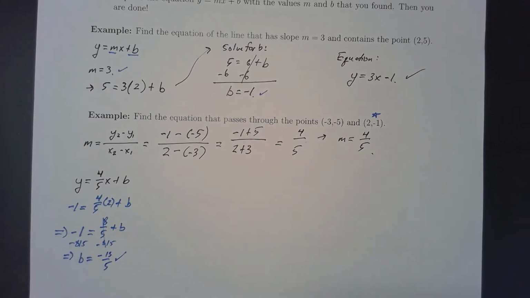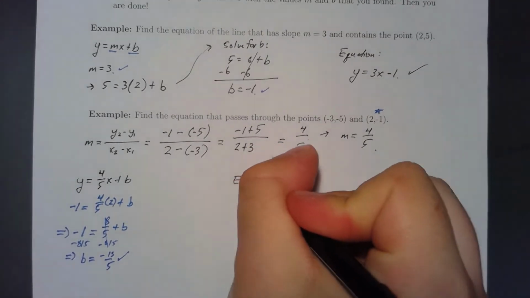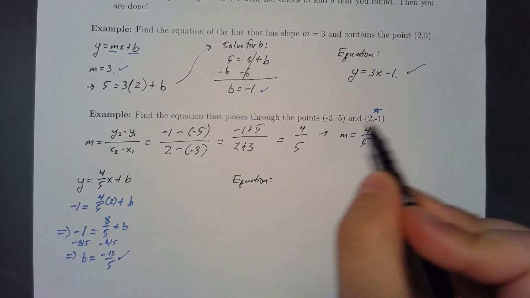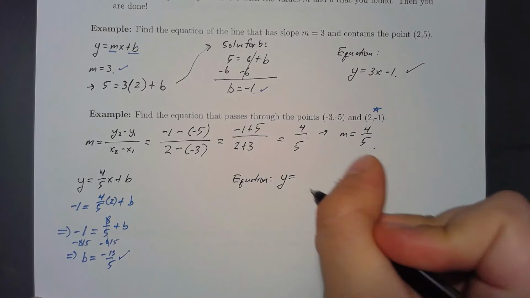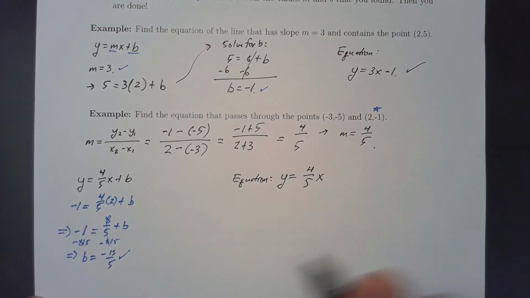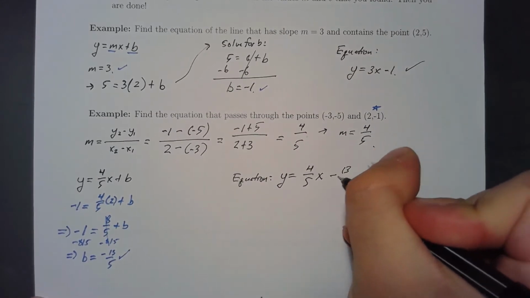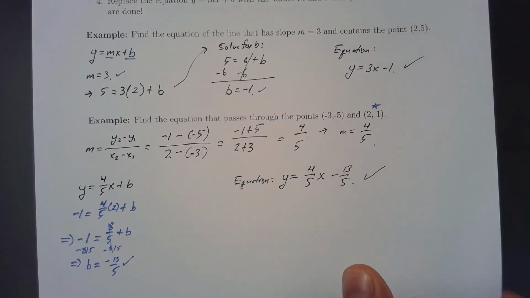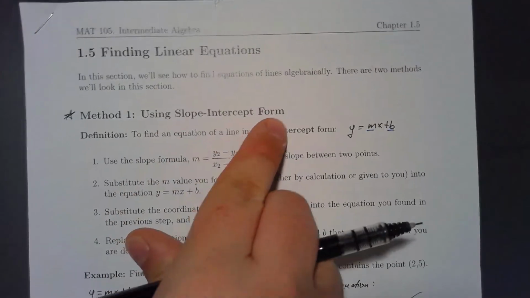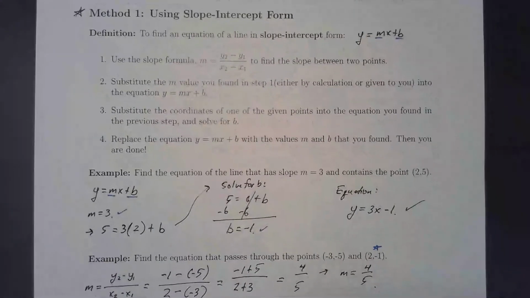So my equation containing these two ordered pairs is y equals my slope 4/5 x plus b. My b is negative, so -13/5. And there it is. That's my equation. So using this slope-intercept form, you just need two things: the slope and the y-intercept.